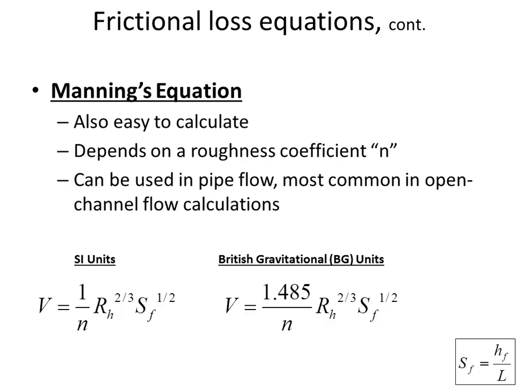Manning's equation isn't real accurate for closed pipes, but it's easy to calculate also for the same reason as Hazen-Williams, because the roughness coefficient N is constant with respect to flow conditions, with an asterisk next to that last statement, because sometimes when you are using Manning's equation and you're looking up an N value for a certain kind of material, sometimes they'll give you a different N value depending on the flow conditions.